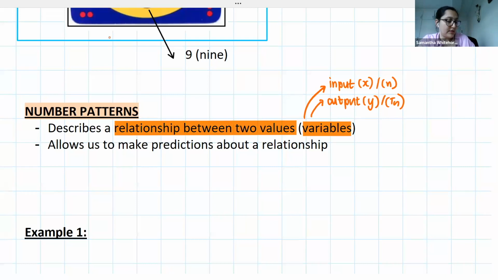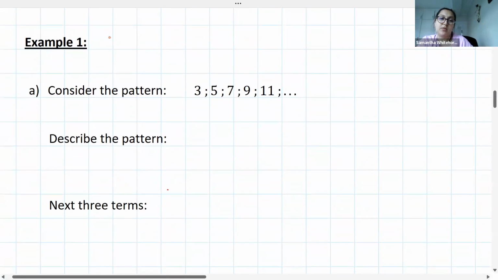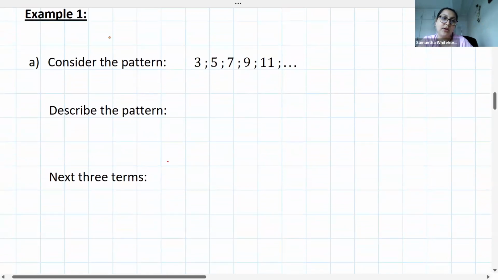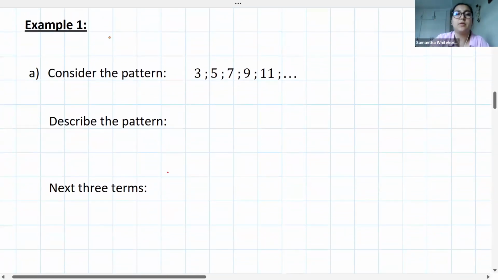Alrighty, if we have a look at some examples of number patterns, we're going to start off quite easy and build it up as we go along. Let's see one type of number pattern that we can work with. Here's our pattern: 3, 5, 7, 9, and 11.